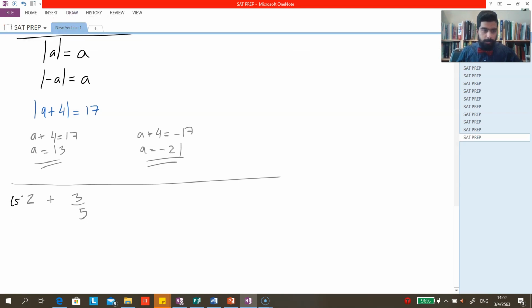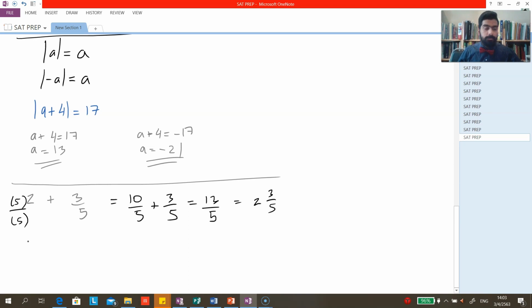So you can multiply by 5 over 5, and we would have 5 times 2 would give us 10 over 5, plus 3 over 5, which would give us 13 over 5. Now we can only add or subtract fractions when the denominators are the same. And we can also write this as a mixed number if we want. So we'll write it as 2 and 3 over 5. Whichever way, the final answer will be the same.